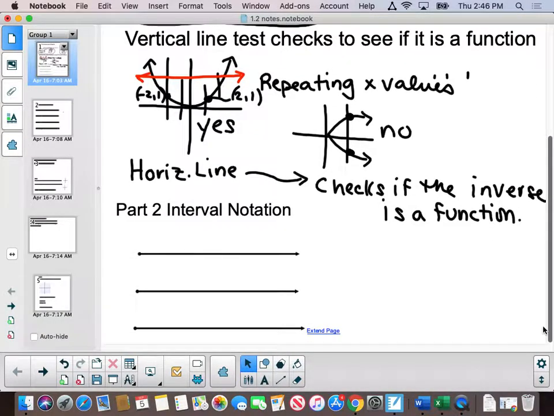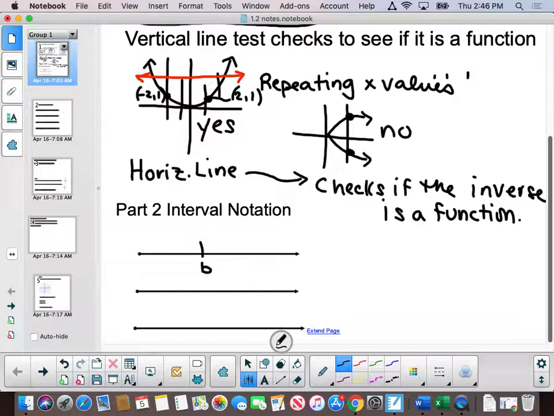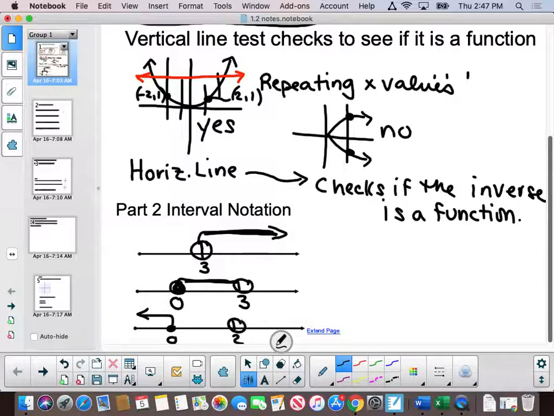Interval notation. You guys know interval notation. I'm just going to go through it really fast. Let's not use letters, let's use numbers. 3, open circle, and all of this shaded to the right. Let's make this a 3, and let's make this a 0. Closed circle at 0, open circle at 3, and everything in between is shaded in. And we'll do one more. We'll do 0 here, shaded to the left. We'll just do a 2 here, open circle shaded to the right. And we'll just quickly review interval notation.